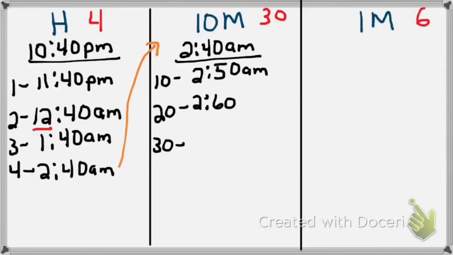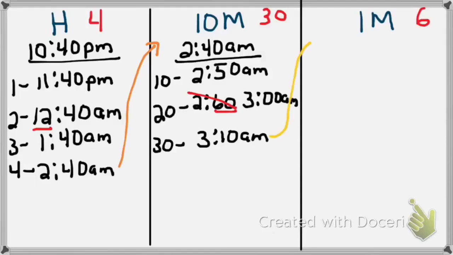After 2:50 would be 2:60. But 60, I can't have that, so I have to change to the next hour. So instead that would be 3 o'clock a.m. 10 minutes after 3 o'clock a.m. would be 3:10 a.m. So I'm finished with my 30 minutes.